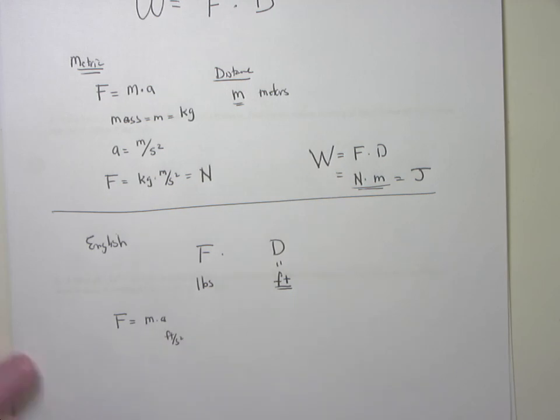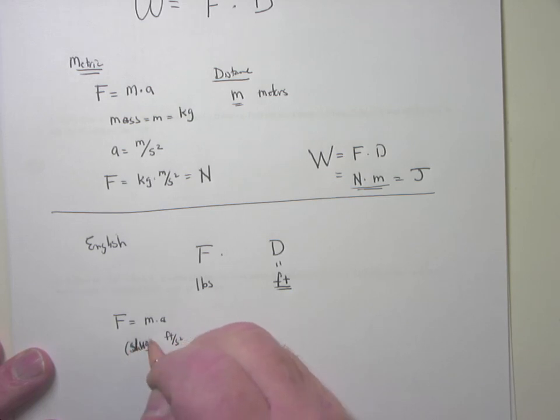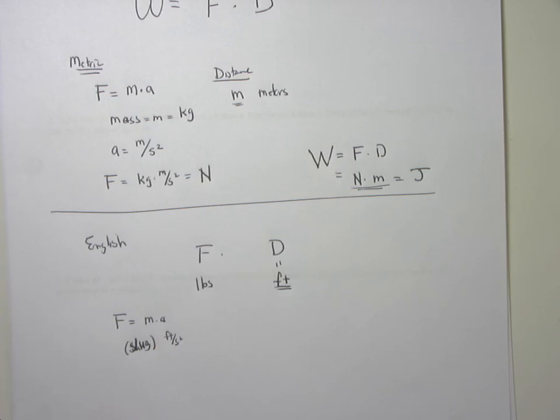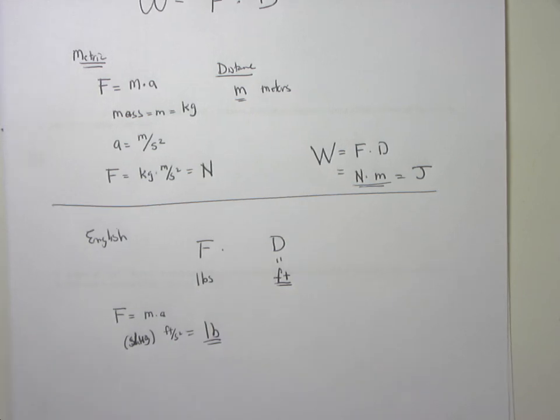The problem is, what's the mass in the English system? Very few people actually know this. Do you know what the mass is measured in, in the English system? It's called a slug. Yep, it's a slug. It's not just a thing that crawls around the ground. It's actually the unit used to measure mass in the English system, called a slug. So your slug times feet per second squared is actually what a pound is. We just say pound and don't worry about it, okay?